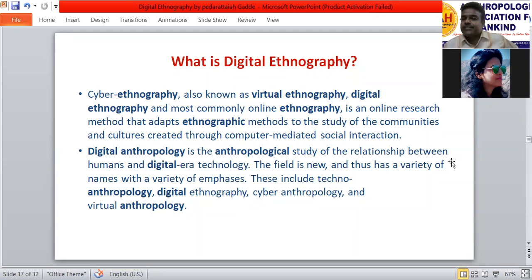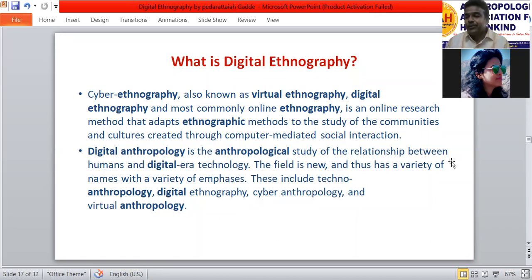Digital ethnography is the anthropological study of the relationship between humans and digital era technology. So digital ethnography is defined here. Let me repeat it: digital ethnography is the anthropological study of the relationship between humans and digital era technology.